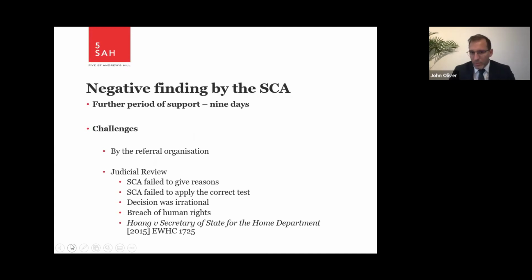And there is the possibility of judicial review. Of course, these are public bodies, and you could challenge it, for example, on the basis of a failure to give reasons, failure to apply the tests that I've just set out, on the basis that decisions are irrational in view of the information they have, or that there's been a breach of human rights, and you can find some guidance in the case that's mentioned there.